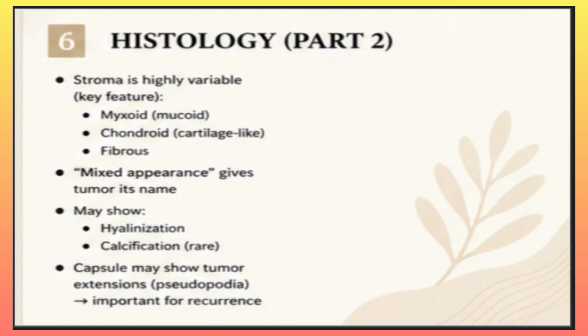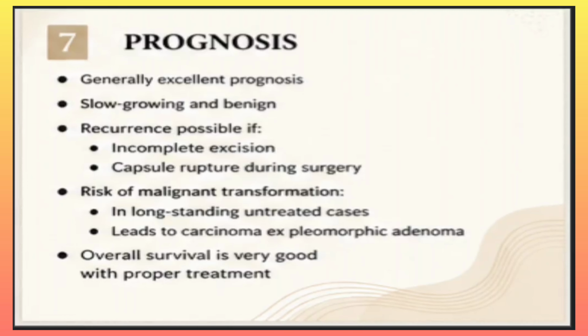Some more histological points. The stroma is highly variable, which is its key feature, composed of myxoid component, chondroid component and fibrous component. Mixed appearance gives the tumor its name, and it may show hyalinization and calcification. Capsule may show tumor extensions called pseudopodia, which are important for recurrence.